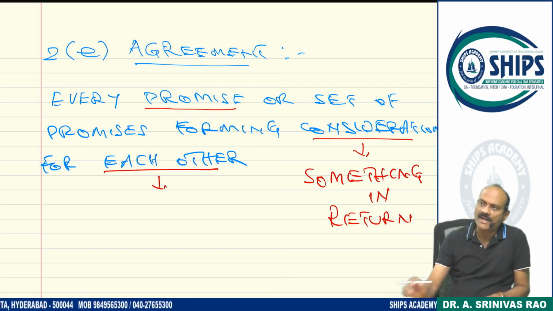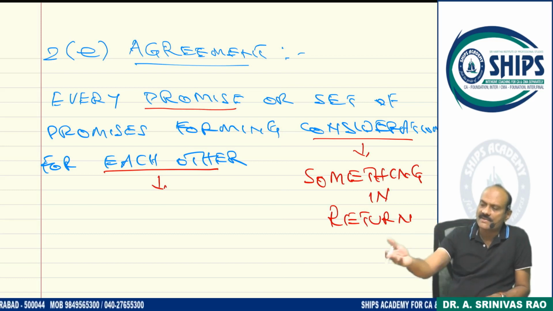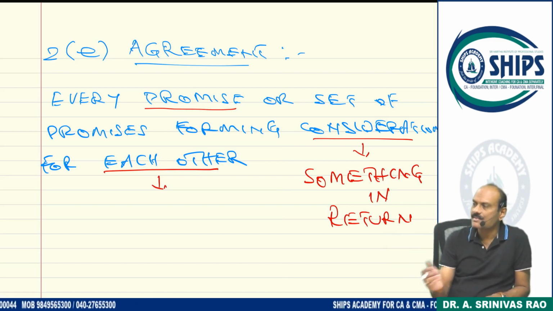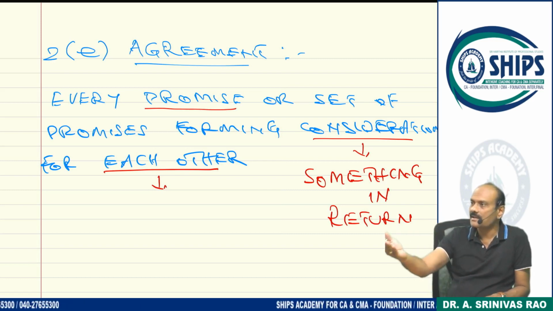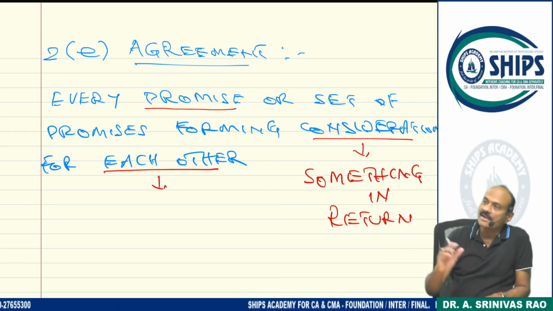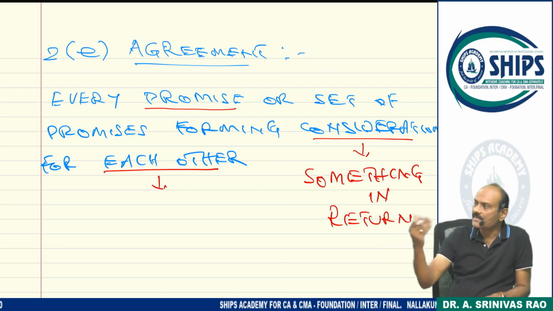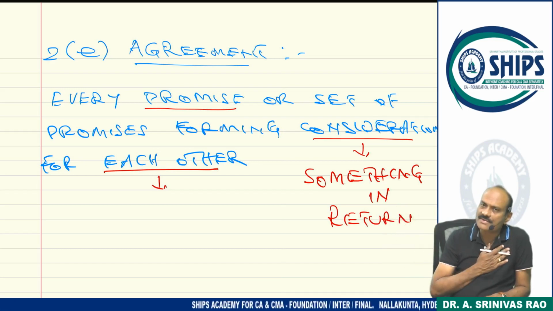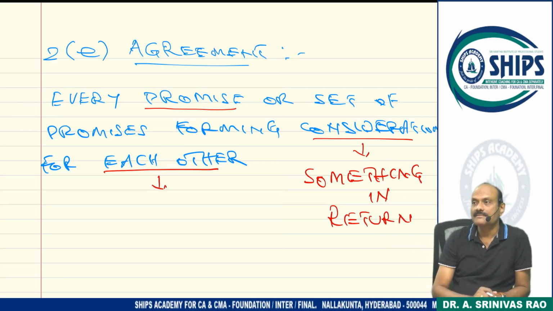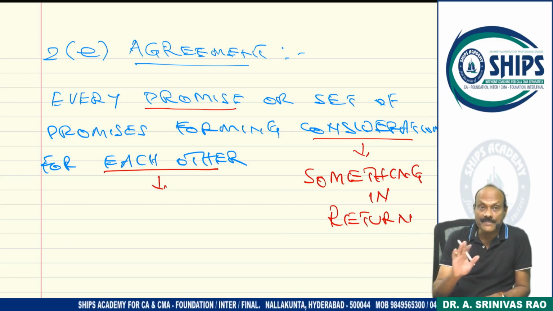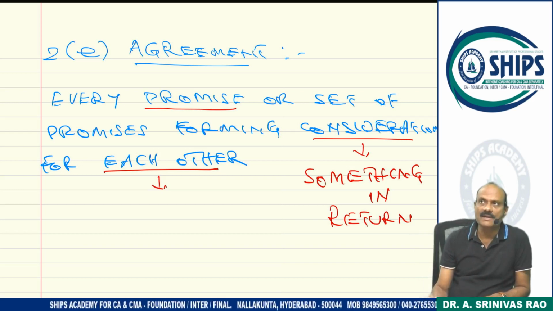I purchased a mobile. I gave 70,000 in cash. In return for the mobile, I gave the cash. That fellow, in return for the cash, delivered the mobile. What is my consideration? Mobile. What is his consideration? Money. Both have consideration: something in return. What is the meaning of something?